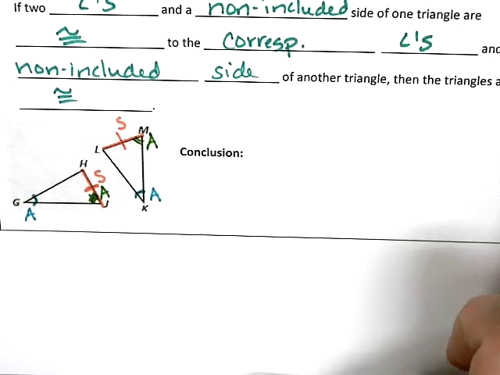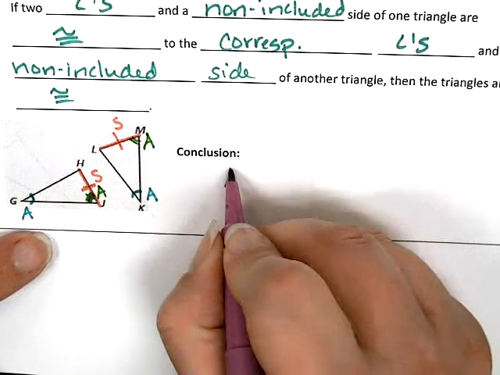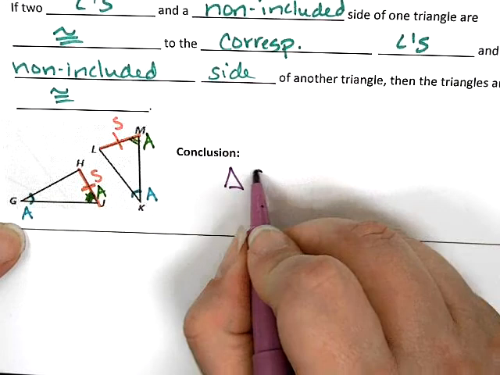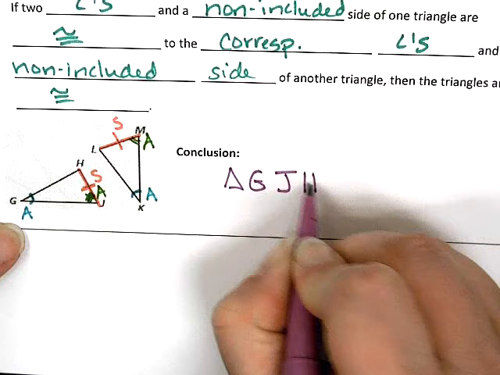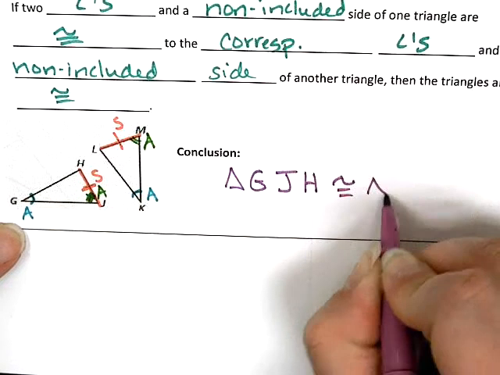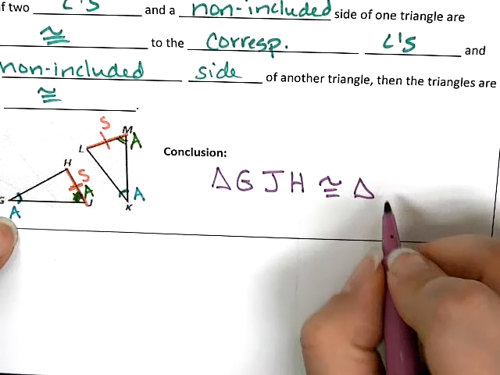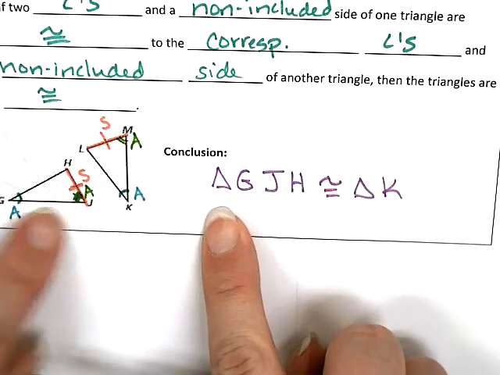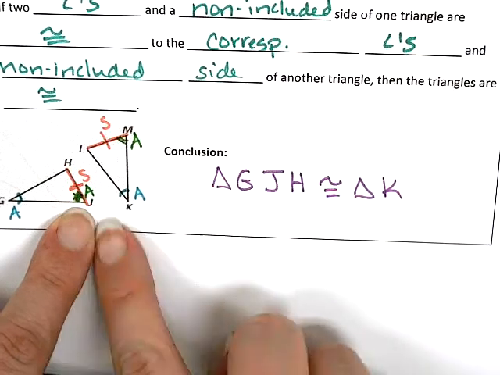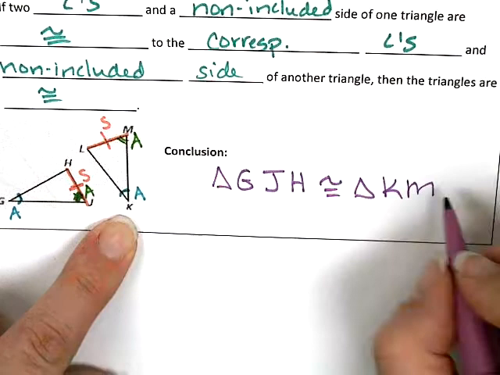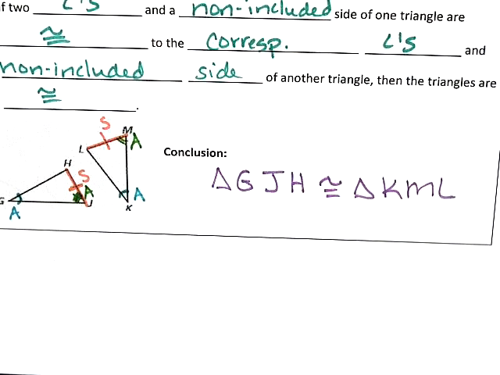But let's name our triangles, okay? So triangle, and I'm going to go G, J, H, congruent to triangle. Okay, well, if I start at G, I know for sure I have to start at K, because those are my congruent ones, right? And then I went to J. Well, J is congruent to M, so then I must be going K, M, L. Okay, so triangle GJH is congruent to triangle KML.